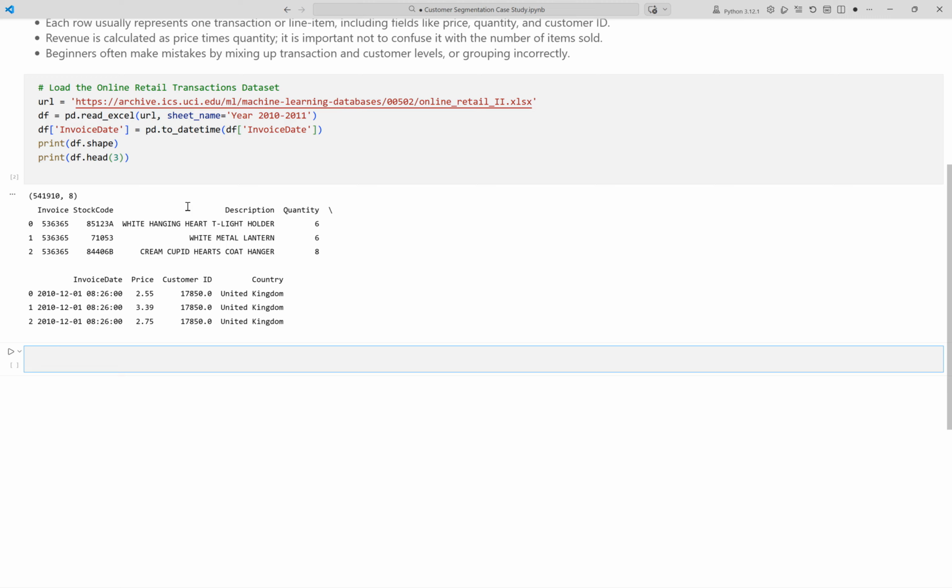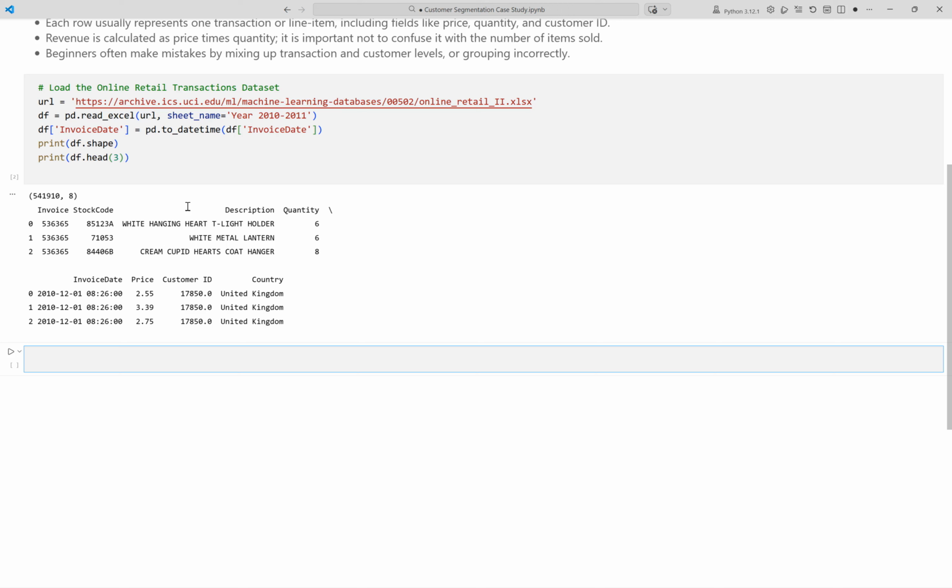It is important to make sure that each transaction has an associated customer ID for proper segmentation. We count how many transactions are missing a customer ID. We print the result so we understand the data quality before any analysis. Running the cell now. This output shows there are 135,080 missing customer IDs in the dataset, which signals incomplete customer information for many transactions.